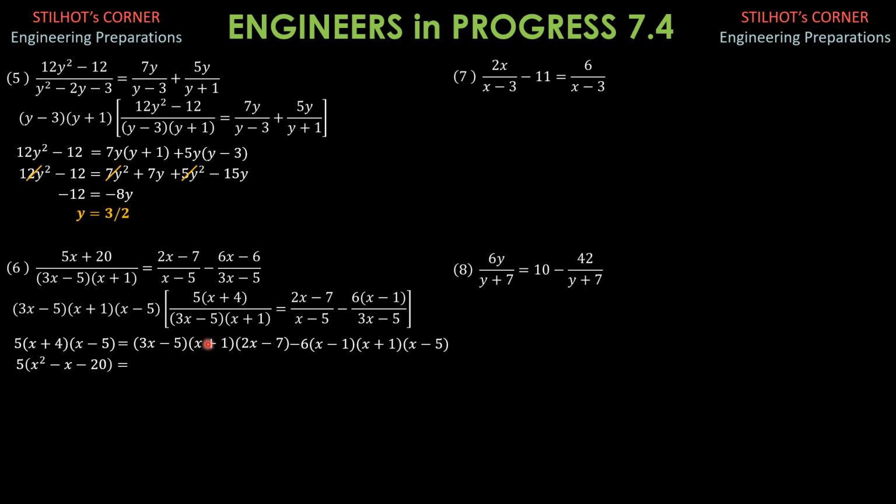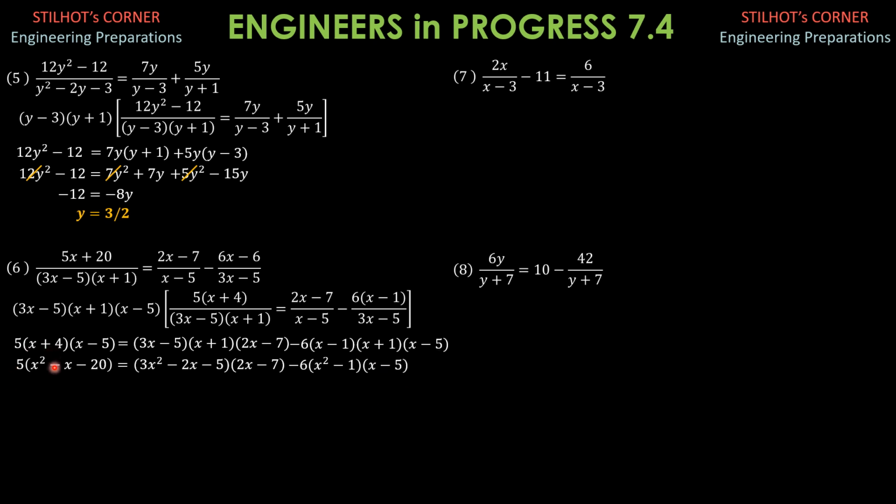So we distribute. We consider these two factors first. Then we just copy 2x minus 7. So 3x squared, 3x minus 5x is negative 2x, then minus 5. So we have quantity 3x squared minus 2x minus 5 times quantity 2x minus 7. Then minus 6, quantity x minus 1, x plus 1 is x squared minus 1. So minus 6 times x squared minus 1 times x minus 5.